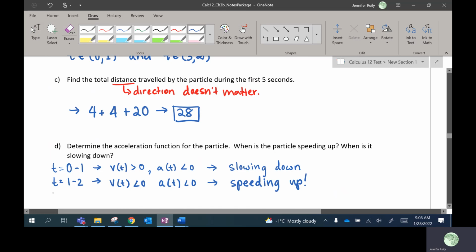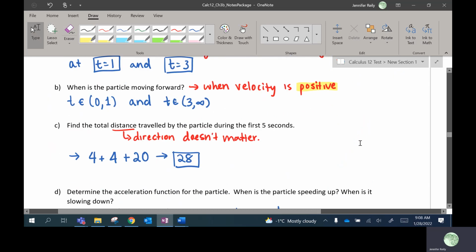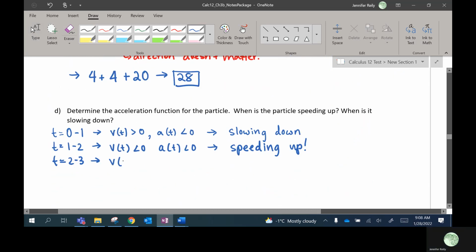Okay, now let's look at 2 to 3 seconds. So 2 to 3 seconds, my velocity is negative, I'm below the x-axis, and my acceleration has turned positive now. So they're different signs. Again, we're slowing down. V of t is negative, A of t is positive. Different signs means you slow down.